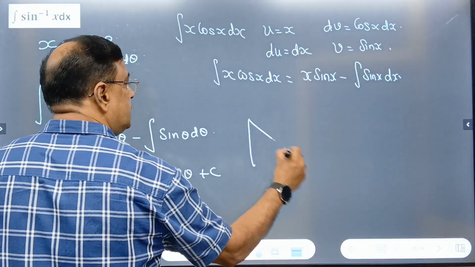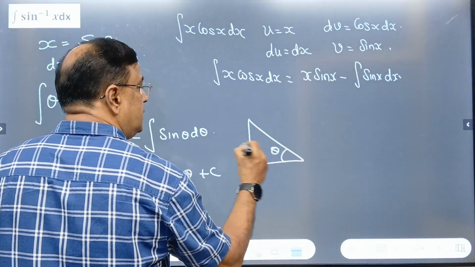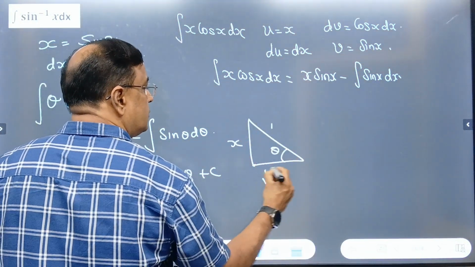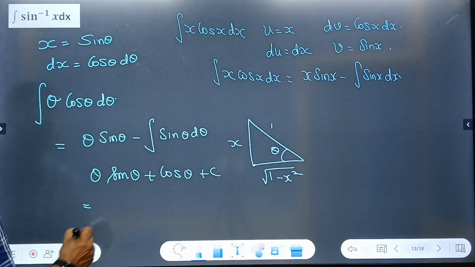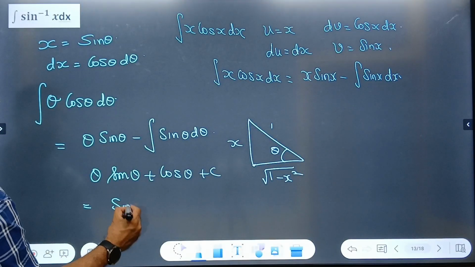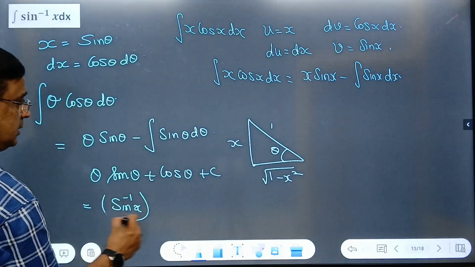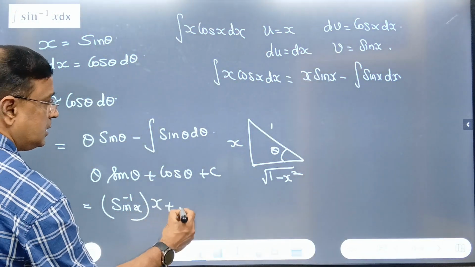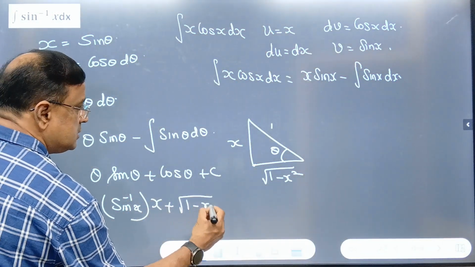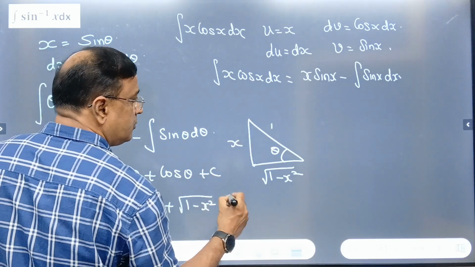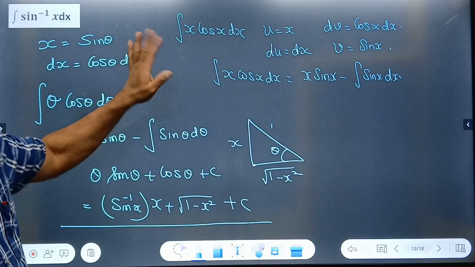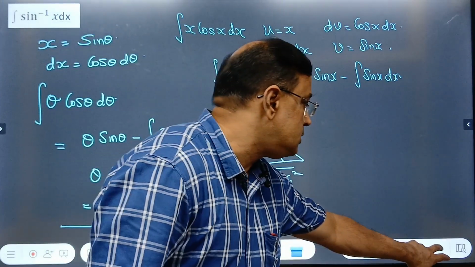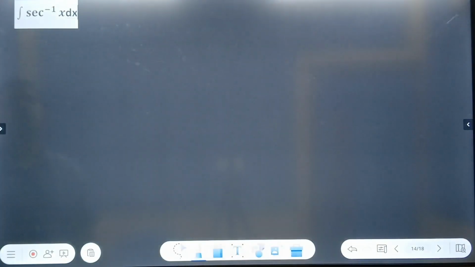Now draw the triangle. Sine theta is x by 1, and the adjacent side is root of 1 minus x square. So theta is sine inverse of x, sine theta is x, and cos theta is adjacent by hypotenuse. So this is the final answer. Very, very simple question. Now let's do the last problem for this session.